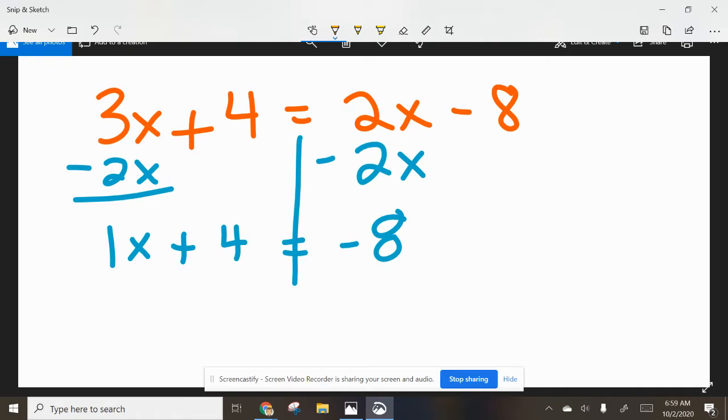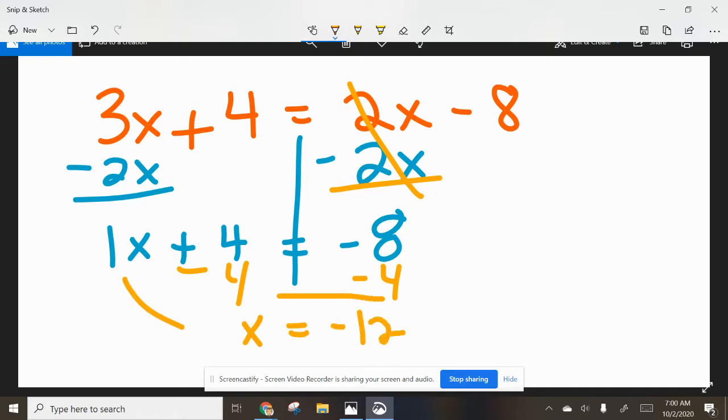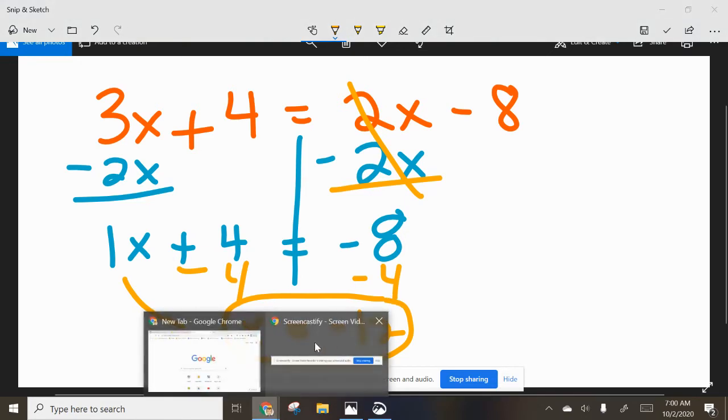Okay, now that you have your variables all over the left, this canceled out. Hopefully you realize that cancels out. Why did I subtract 2x? Because that's a positive 2x. What's the opposite of positive 2x? Remember, we're always doing opposite operation. Now, let's go ahead and subtract 4, both sides. So this is 1x. I'm just going to put x. 1x and x are the same thing, and this is going to equal negative 12. And we're good to go. Okay. All right, let's do another one.